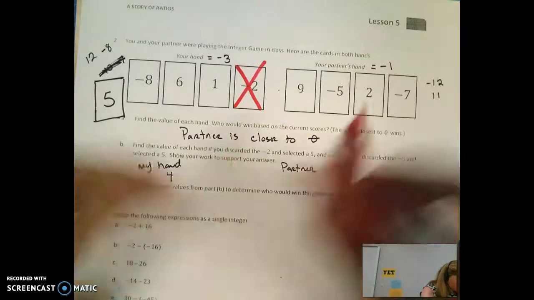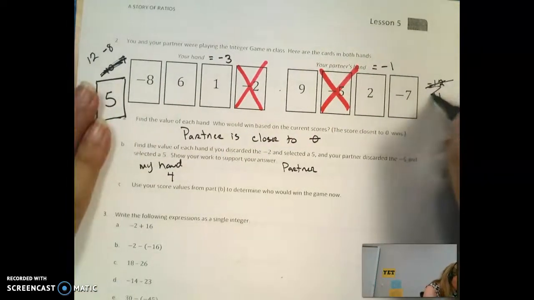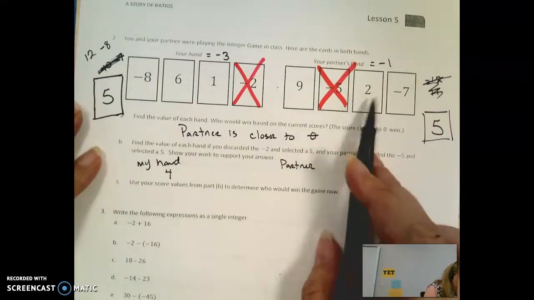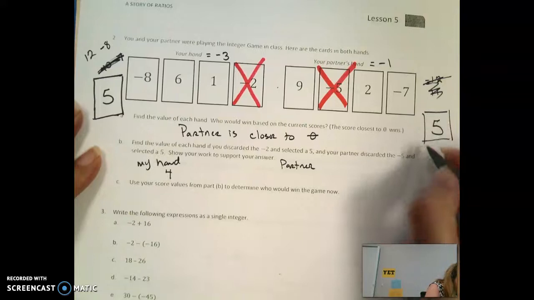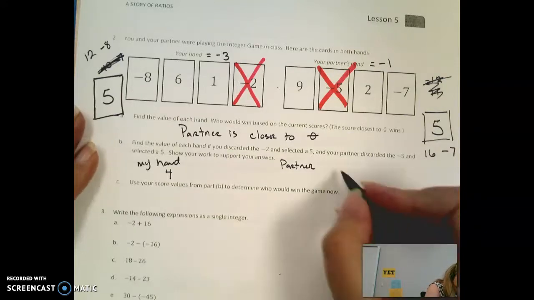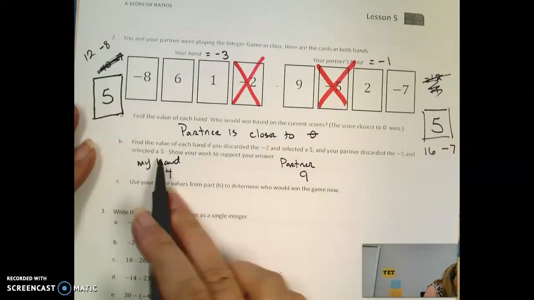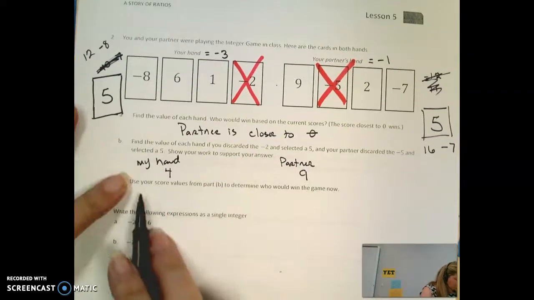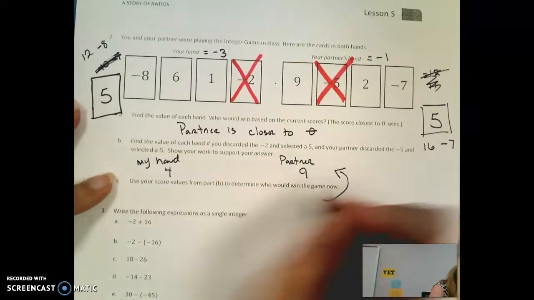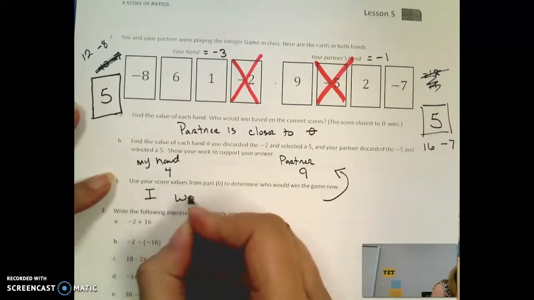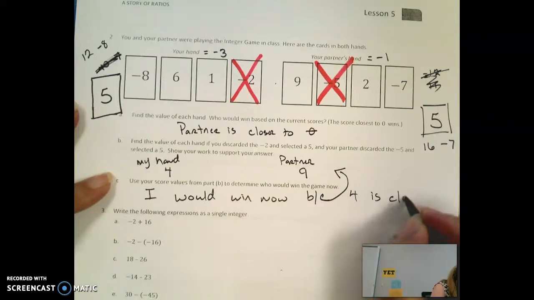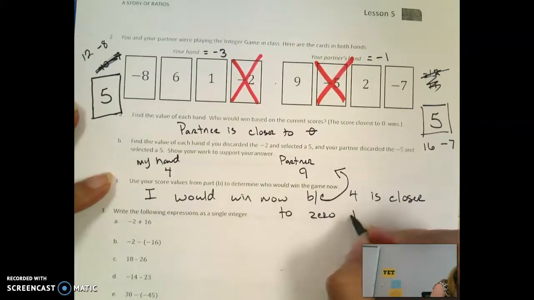They discarded their negative 5, and then they added positive 5. So now they have 9, 10, 11. 11 plus 5 is they have 16 positives and 7 negatives, which would be positive 9. So it's to find the value, okay? Use your scores for part B to determine who would win the game now. So, based on that, I would win now, because 4 is closer to 0 than 9.